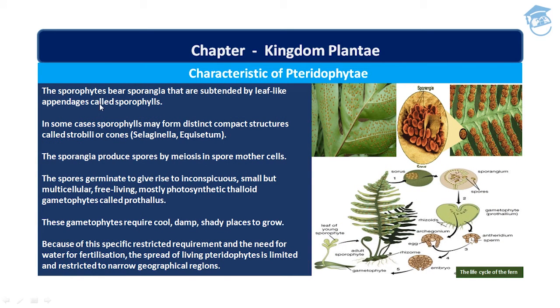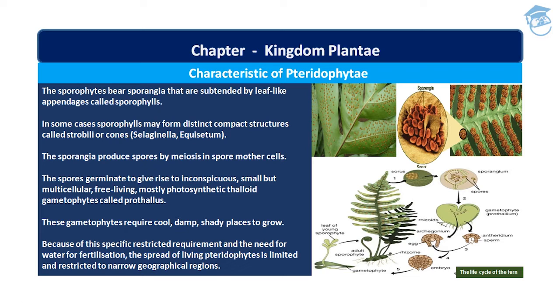The sporophyte bears sporangia. See, this is the sporangia which contains many spores that are subtended by leaf-like appendages which are called sporophylls. And in some cases, sporophylls may form a distinct compact structure which is called strobili, or it is also called a cone.